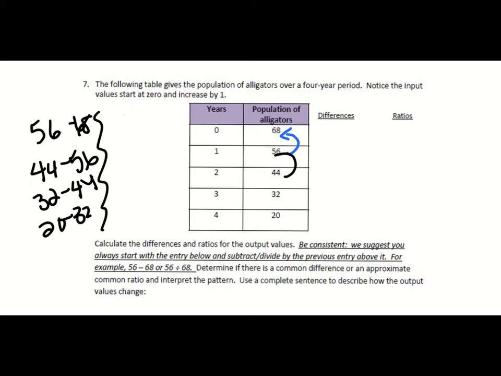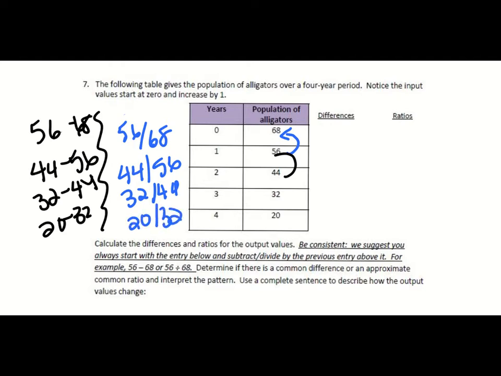And then for my ratios, I'm going to do 56 divided by 68, 44 divided by 56, 32 divided by 44, and 20 divided by 32. You always want to do the one below divided by the previous one. And so that's going to give me my differences of negative 12.